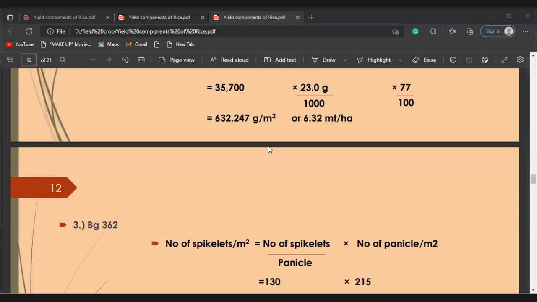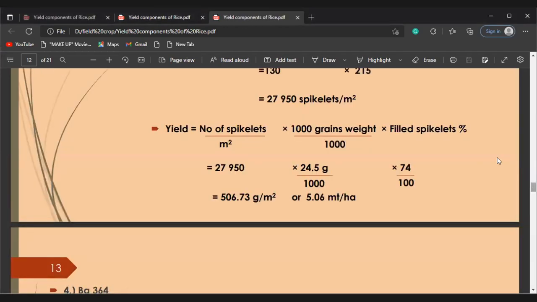Okay. Then BG 362. What's the answer? Yes, correct. That also correct. There are a lot of, yes, correct. 2020 AG. So they are giving in both ways, in the gram and metric ton, correct?